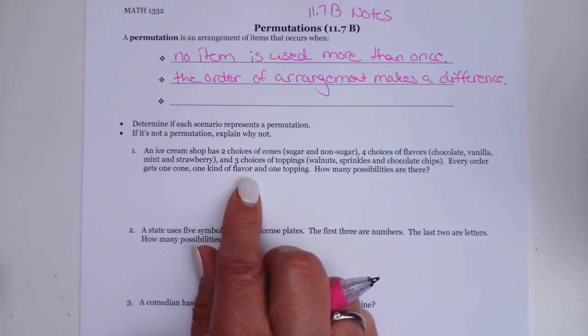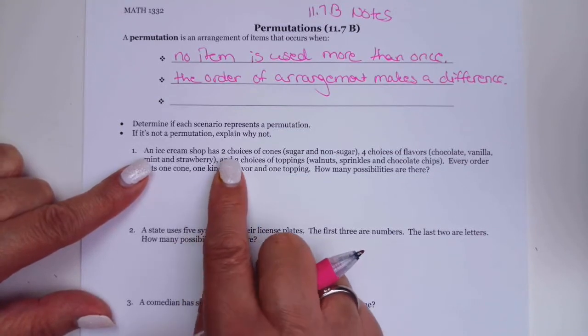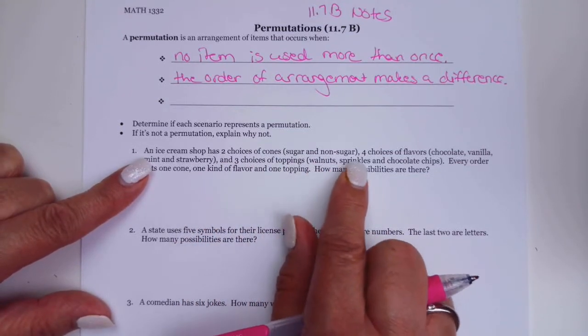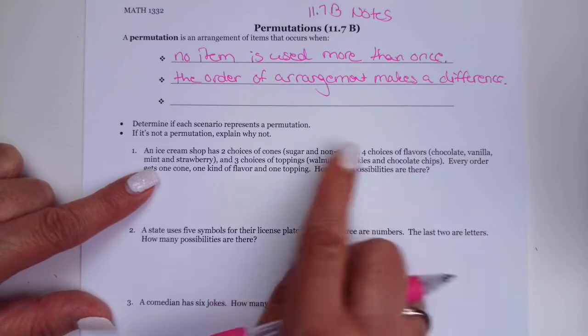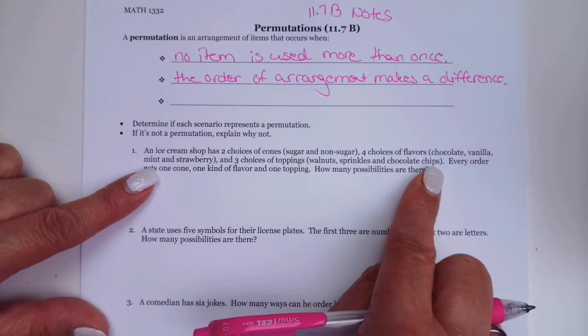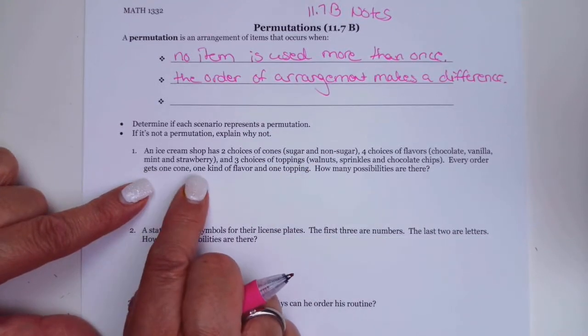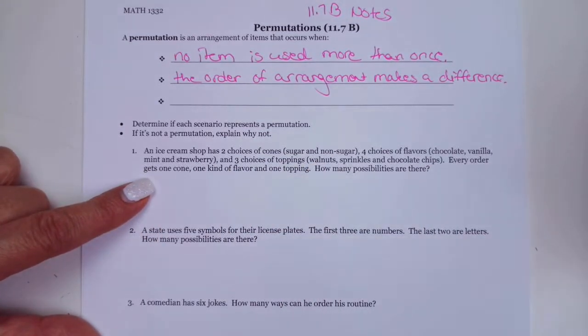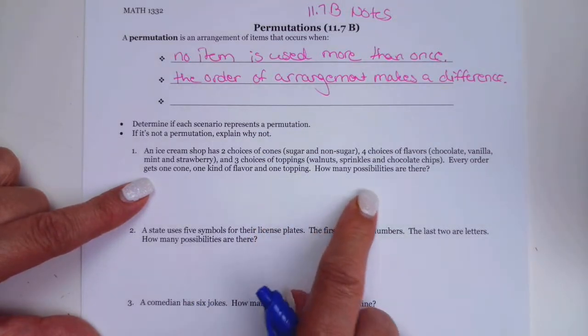Okay, so number one, an ice cream shop has two choices of cones, sugar and non-sugar, 4 choices of flavors, chocolate, vanilla, mint, and strawberry, and 3 choices of toppings, walnuts, sprinkles, and chocolate chips. Every order gets 1 cone, 1 kind of flavor, and 1 topping. How many possibilities are there?